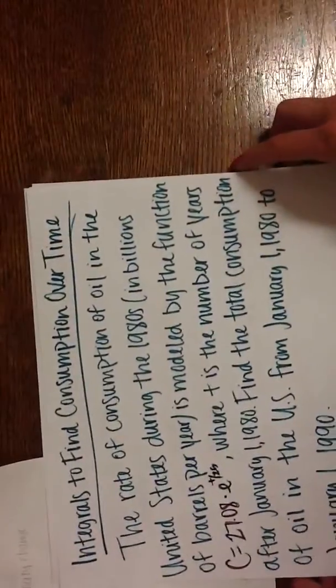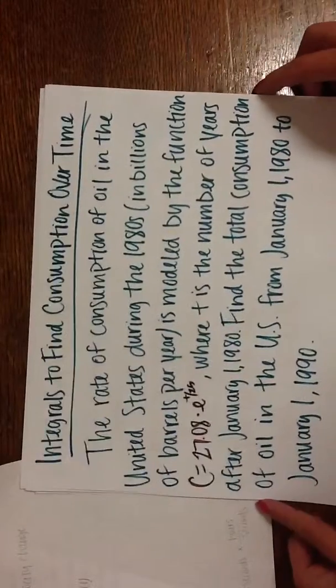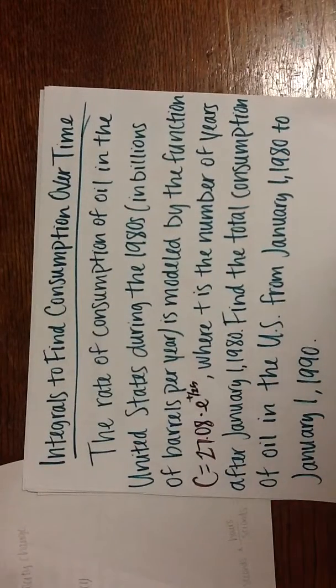The rate of consumption of oil in the United States during the 1980s in billions of barrels per year is modeled by the function C equals 27.08 times e to the t divided by 25, where t is the number of years after January 1st, 1980. Find the total consumption of oil in the U.S. from January 1st, 1980 to January 1st, 1990.